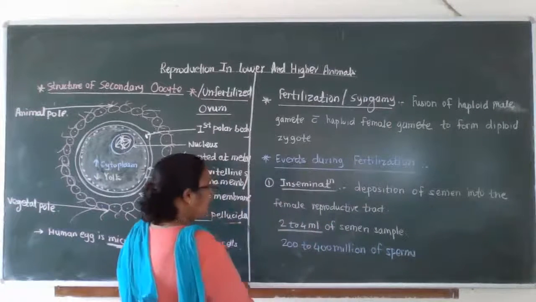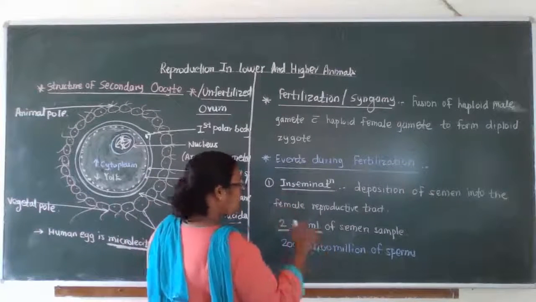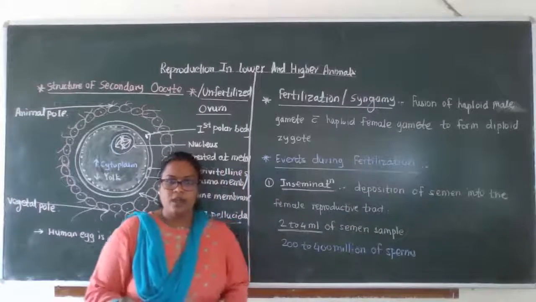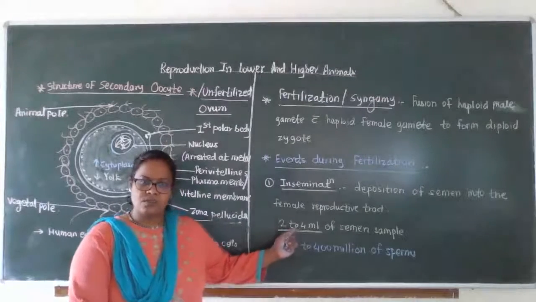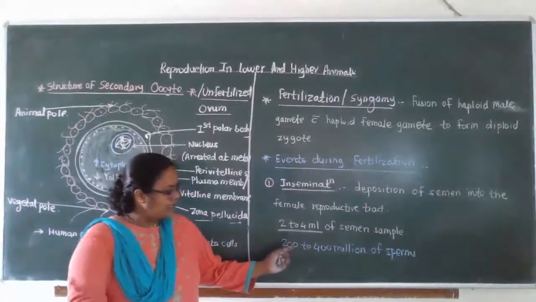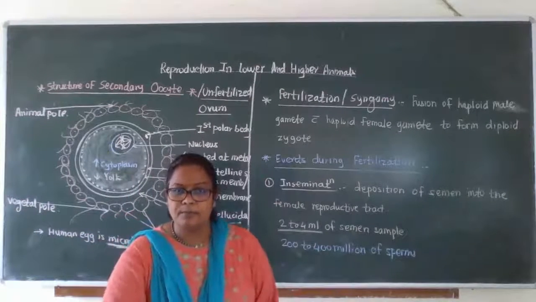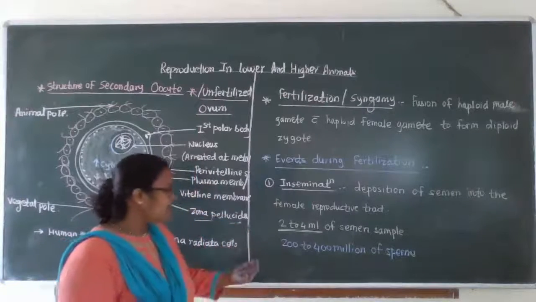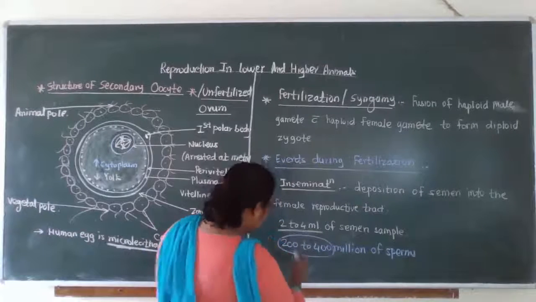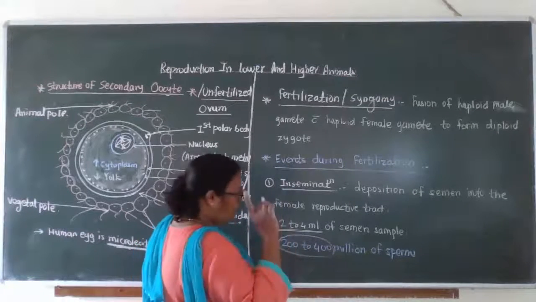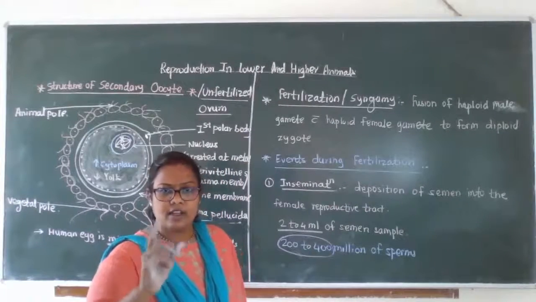So you can see during intercourse or during insemination, the male sheds the semen sample into the female reproductive tract, and the amount of semen is about 2 to 4 ml poured into the female reproductive tract, and it contains about 200 to 400 million sperms. Related with this, 200 to 400 million sperm, you can see here only one ovum, only one secondary oocyte.